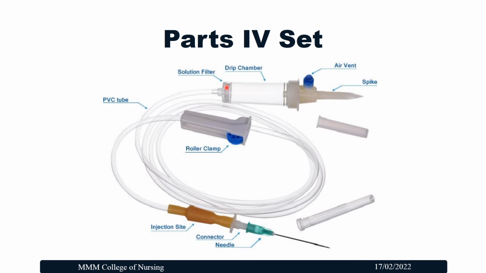At the end there is a solution filter which filters the solutions passing through it. The IV tubing is made of polyvinyl chloride, and it has a roller clamp, which helps to regulate the flow rate. Almost at the end of the PVC tubing, it is connected with the rubber tubing. This rubber tubing is the site for administration of any IV injection during the IV infusion, and it has a connector. This connector will be connected with the IV cannula or needle.